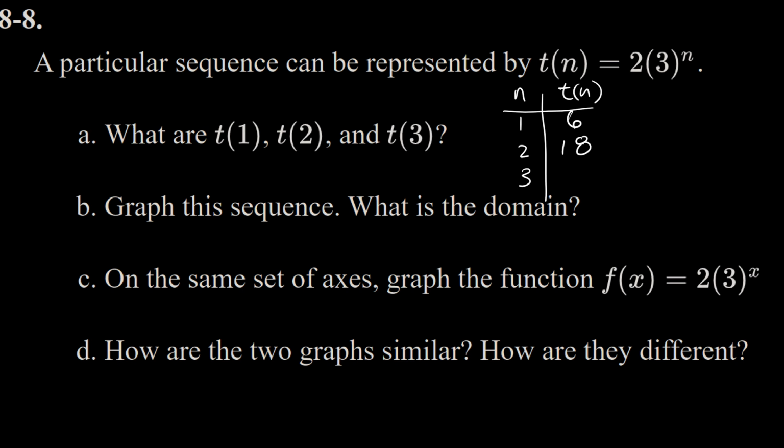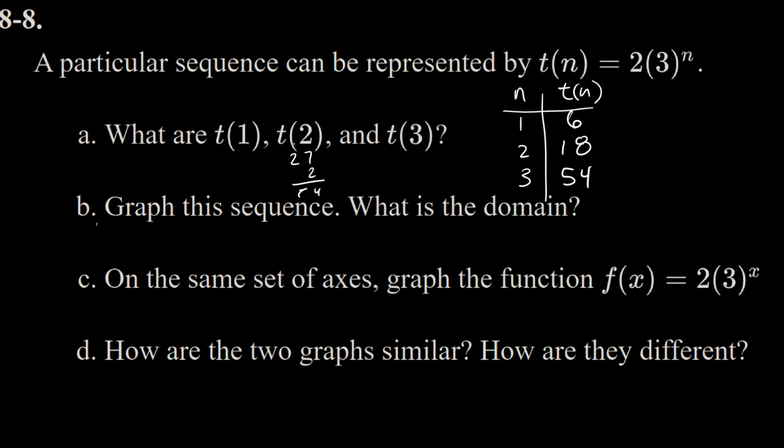And then for the last one there, 2 times 3 to the third. 3 to the third is 27. And if I take the number 27 and I double it, so 4, carry the 1, it's 54. So that's going from one representation, an equation, to a table.